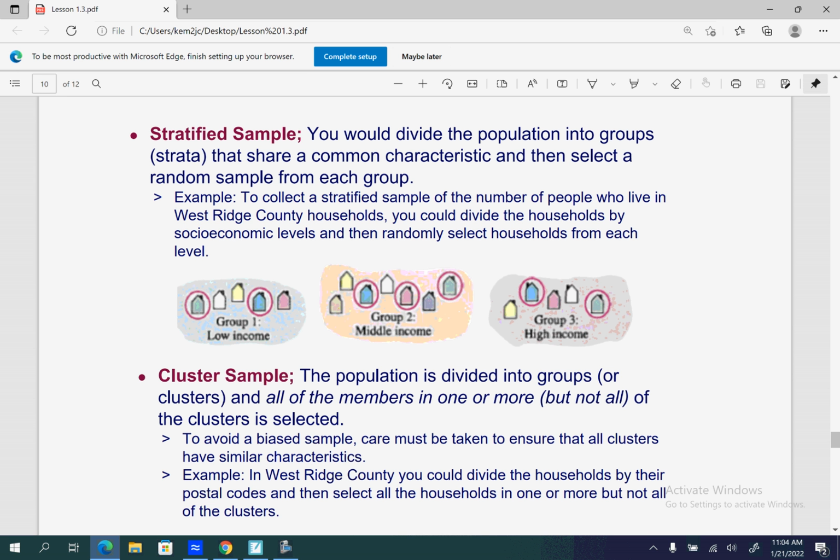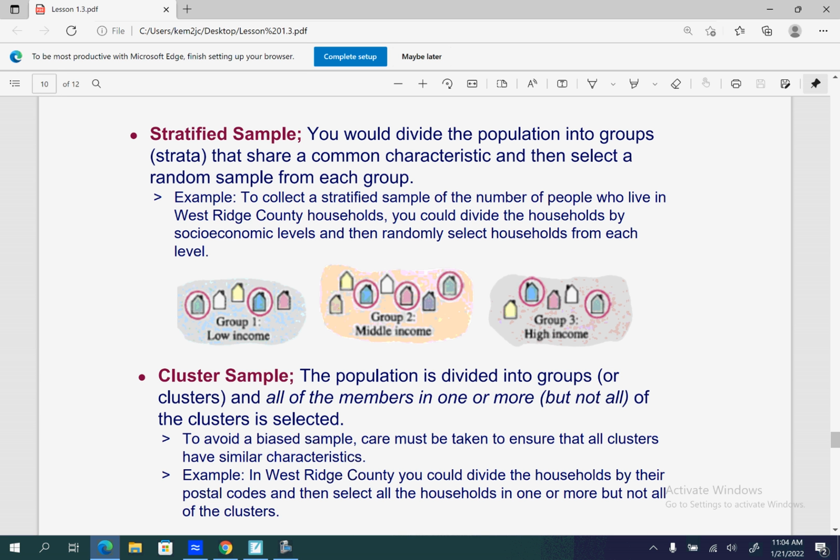And then with each group, they call them strata, we have a random sample from each group. So we ensure that a few people from each group are selected. A cluster sample is similar to this. We're divided into groups by some sort of similarity, but the only difference is instead of picking a few people from each group, in a cluster sample, we pick an entire group and survey everyone in that group.